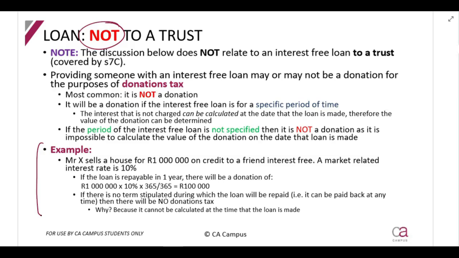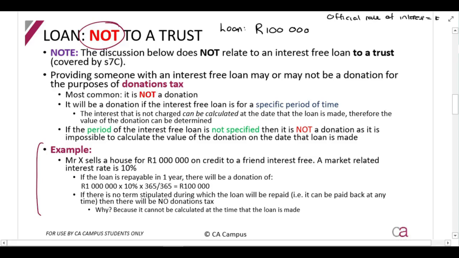If I give you a loan today and I don't charge interest on it, what I'm actually donating to you is the interest that I'm not charging. So let's say, for example, a loan amount is for 100,000 rands, and the official interest rate, if you want to call it that, is 10%. That would mean the interest equals 100,000 times 10%, so 10,000 per year.